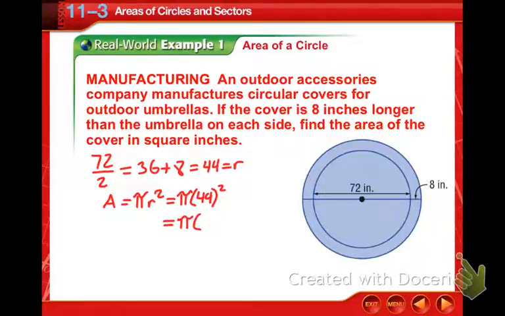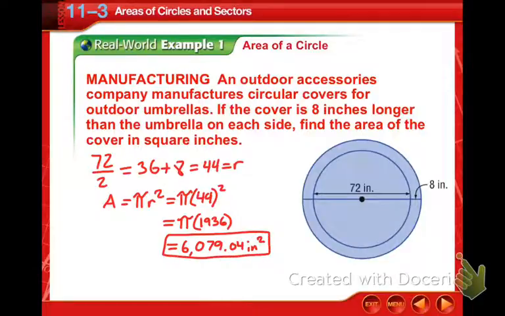So pi times 44 squared comes out to be 1936. And if you want, I like to leave them as stuff like that, so 1936 pi, but in this class we're not going to do that. So we're going to multiply the two together, pi times 1936. That comes out to be 6,700, or not 6,700, 6,079.04 square inches.